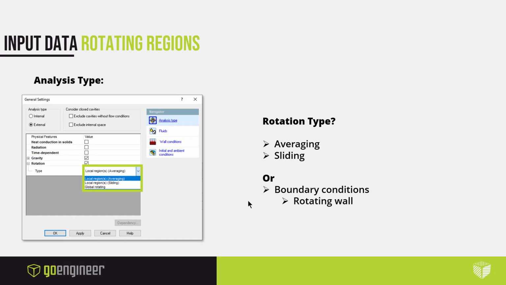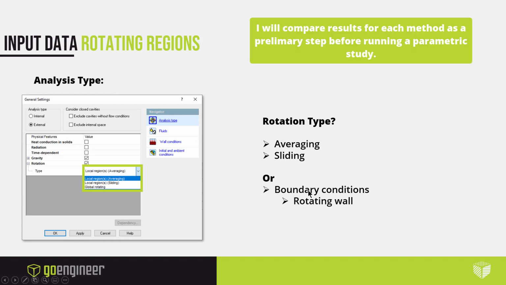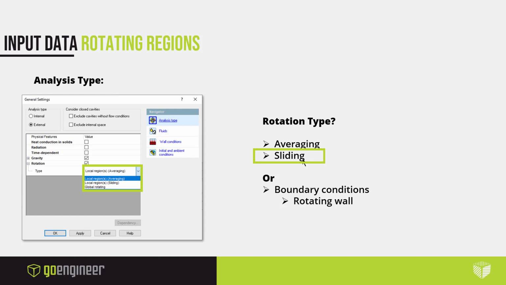I have 3 different options to use: averaging method, sliding method, and boundary condition. So the sliding mesh method is a more robust method, since this method assumes an unsteady flow field, making it available for transient solutions. The drawback of this method is that the computations are significantly more demanding of your RAM, whereas the averaging approach is recommended as a good starting point for an analysis.